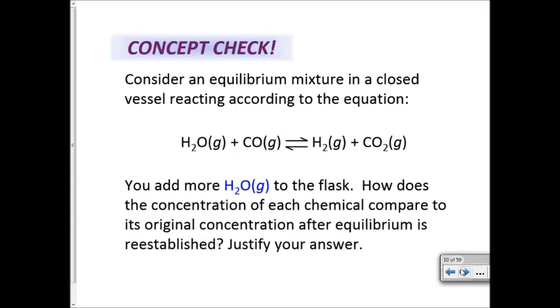So for our concept check, a little bit of review of Le Chatelier's too here. So let's think about this. You have an equilibrium mixture in a vessel. You'll hear them placed in a reaction vessel, because a lot of these things are going to just be gaseous, so they have to be in a closed container. So if you see reaction vessel, that's usually a closed, rigid container. You add more water vapor to the flask. How does the concentration of the chemicals compare to its original after the equilibrium is reestablished? And justify your answer.